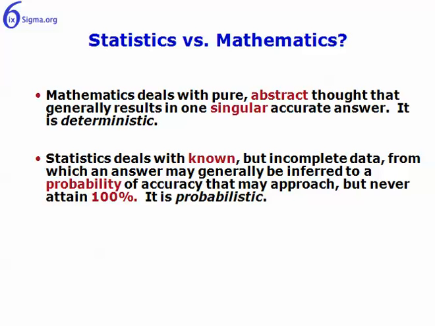So by way of definition, mathematics deals with sort of pure, although at times somewhat abstract thought, but it generally results in a singular answer. So this is what we call deterministic mathematics. 1 plus 1 is 2, at least in base 10. Statistics, though, deals with some component of an unknown. So it's incomplete data, but what we're trying to do is use that incomplete data to make some kind of an inference about a larger data set. And that's why we call it probabilistic. You know, with some level of probability, we believe we can gain insight into a population and describe it with a certain level of sort of accuracy.